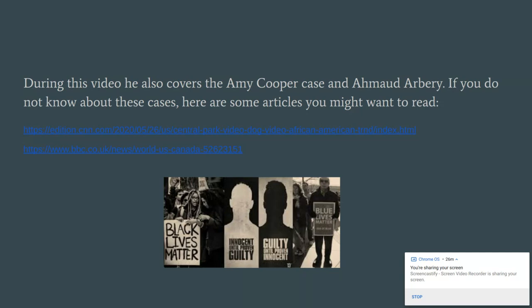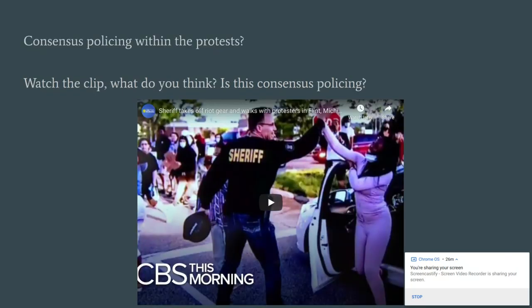But these three cases have happened in lockdown, and these are the ones that we know about. There have been numerous more cases that have happened that aren't being spoken about, that aren't in the media. And these all highlight victims of crime, police brutality, and racism within society. We've also got examples of consensus policing within the protests.